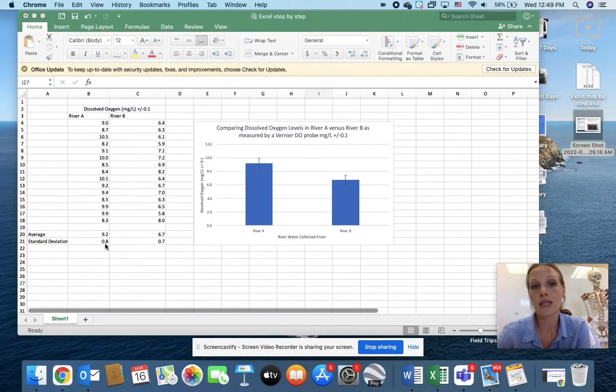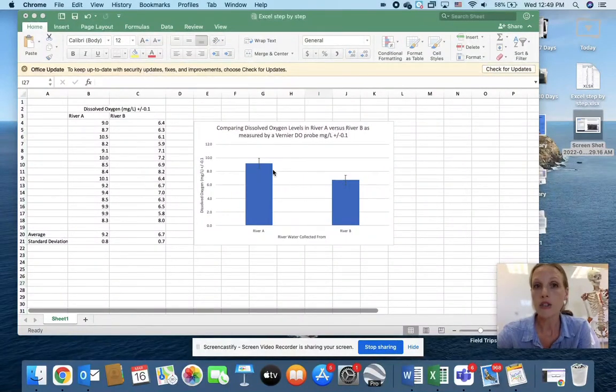Well, mine is 0.8 or 0.7 out of an average of 9.2 or 6.7, relatively small. So that indicates that the results are reliable and consistent.